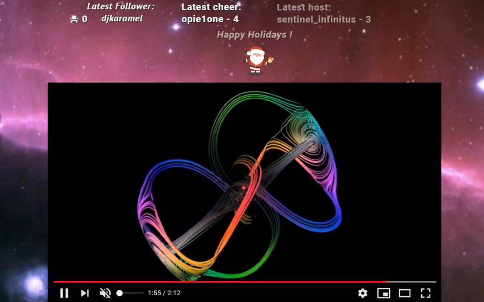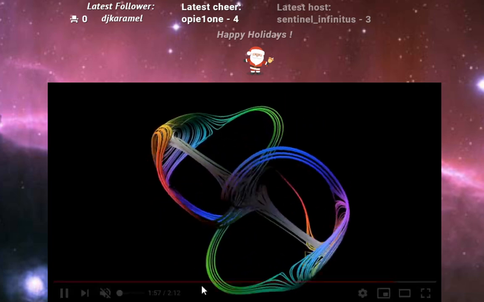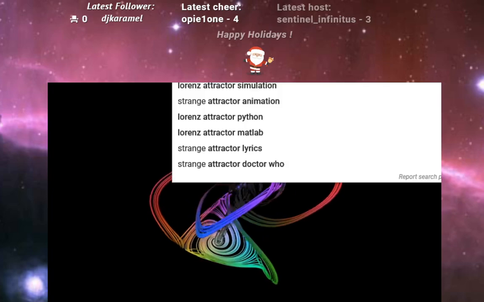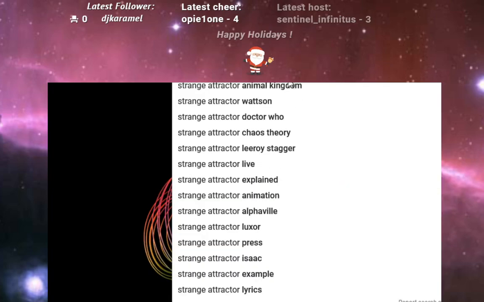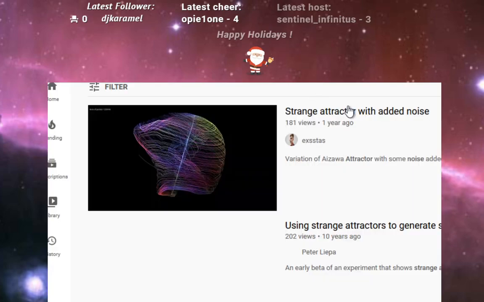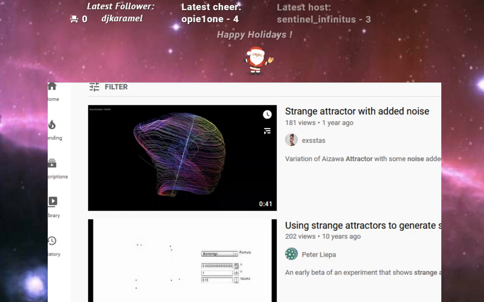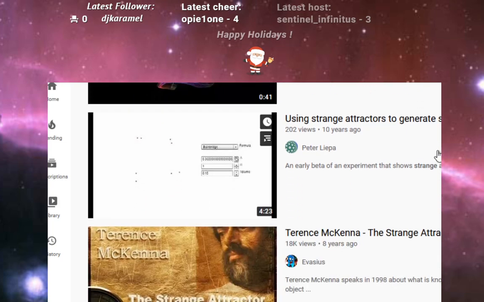It would be interesting to hear what it sounds like. I don't think anybody's ever. I wonder if I could. Let's see, strange attractor noise. I wonder if that's in here. I wonder if anybody's messed with that. Strange attractor with added noise. Use strange attractors to generate sound.